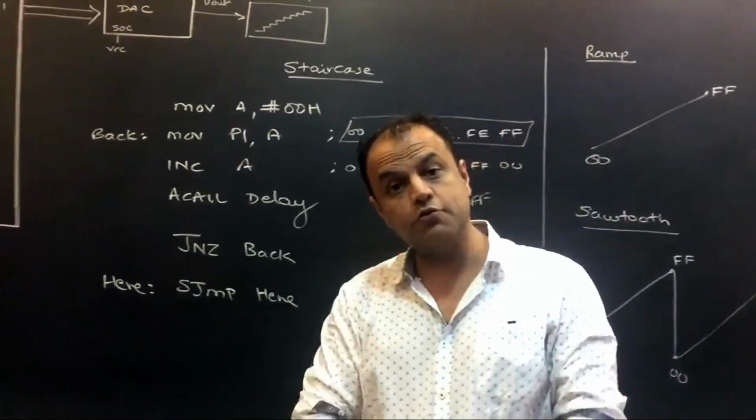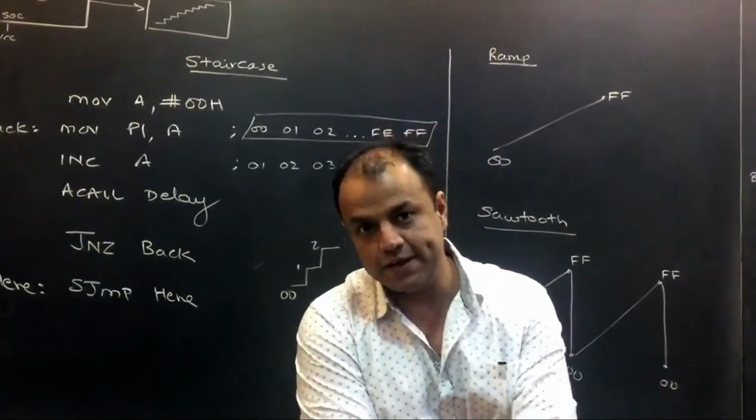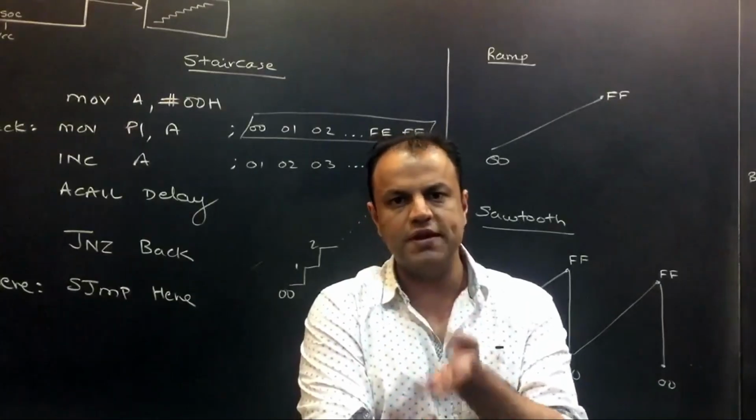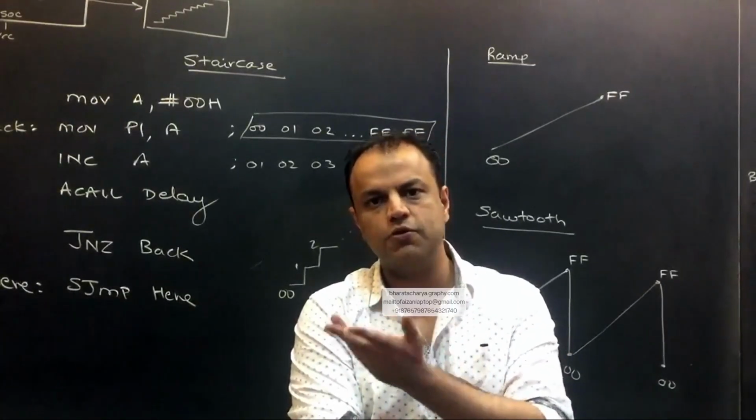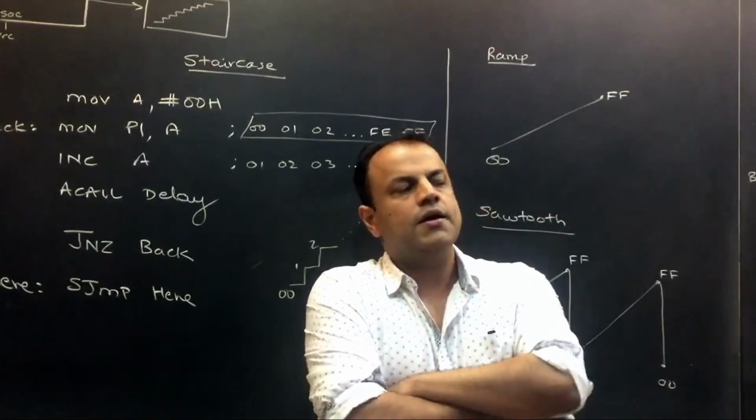Now it may not always go from 0, 0 to FF. Your examiner may say, write a program to produce a staircase of 10 steps. Great. Do this with a count of 10. So either keep a count of 10 or just monitor A. It should go from 0 to 9. When it crosses 9, stop. Either way, do it the way you like.